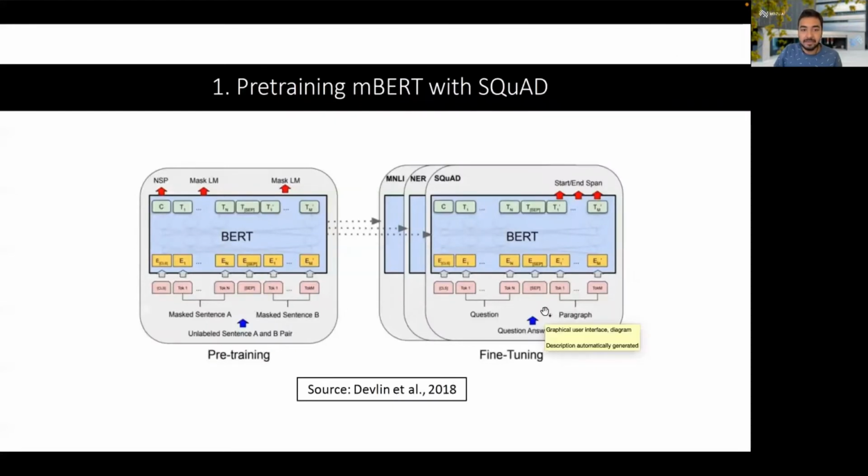The main idea behind BERT is they have utilized large amounts of unlabeled data with a self-supervised task of next sentence prediction and masked language modeling. When this BERT is pre-trained on multilingual data, it is referred to as mBERT or multilingual BERT. We have taken this mBERT and pre-trained it on SQUAD dataset. SQUAD is a large-scale question answering dataset in English.